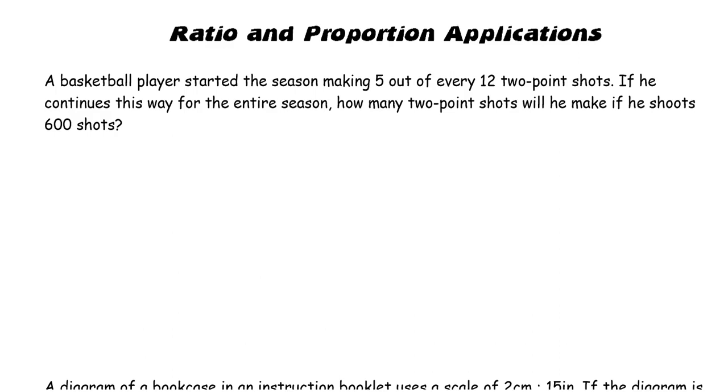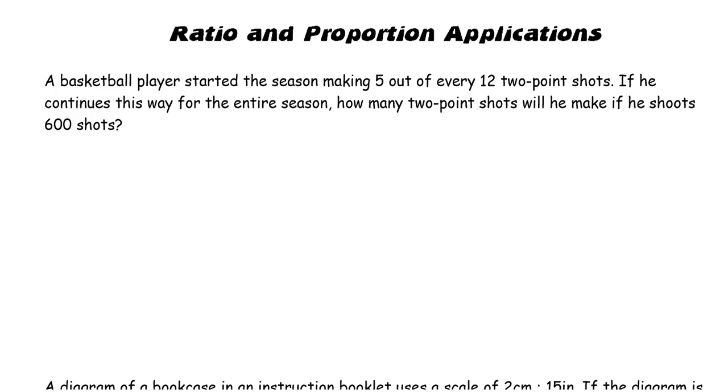So our first word problem: a basketball player started the season making 5 out of every 12 two-point shots. If he continues this way for the entire season, so if he continues along this trend, making 5 out of every 12, how many two-point shots will he make if he shoots 600 shots?